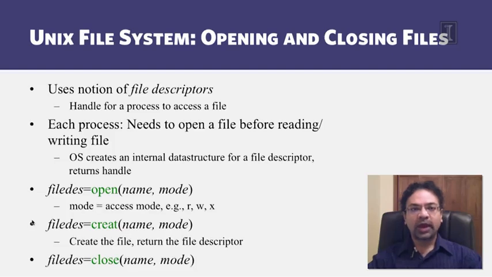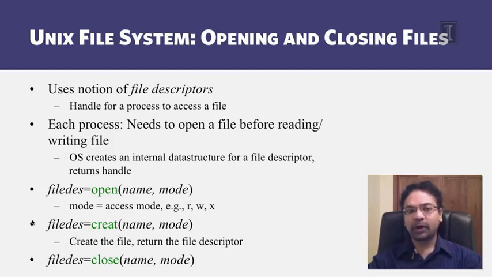So let's discuss what happens in the Unix file system, which is one of the more classical file systems, and a lot of today's file systems are based off of the Unix file system. The Unix file system uses a notion of file descriptors. A file descriptor is essentially a handle for a process to access, that is, read or write a file. Each process needs to open the file and obtain a file descriptor before it executes any operations on it. And then after it is done executing the operations, it needs to close the file descriptor.